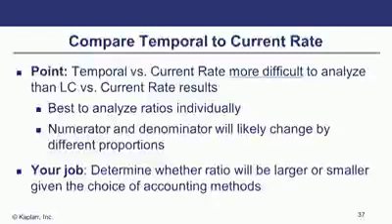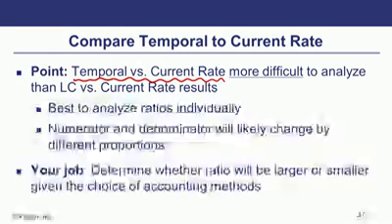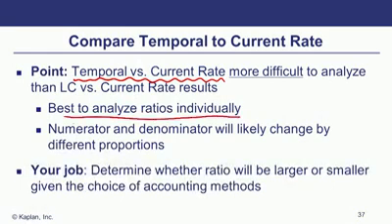Now, often in our exam, our examiner will ask us to compare temporal versus current, and it's certainly more difficult than comparing local versus current rate method. So really we're going to have to analyze each ratio individually. Look at the numerator, ask ourselves, what are we converting this at? Is it average? Is it closing? Is it historic? Do exactly the same for the denominator, and therefore ask ourselves, how is this ratio being affected? Is it going to be larger? Is it going to be smaller?